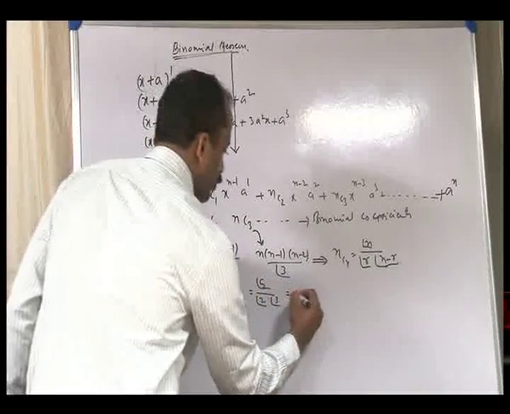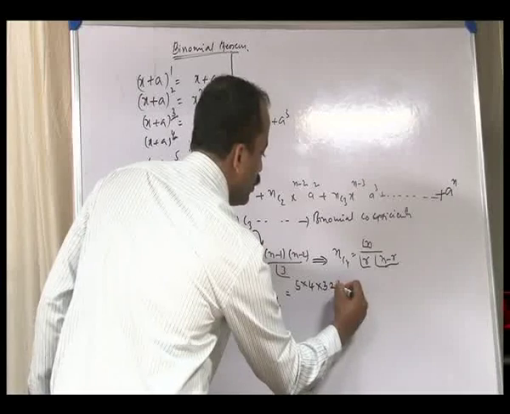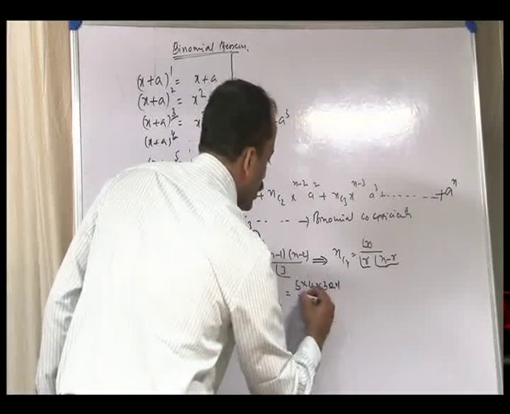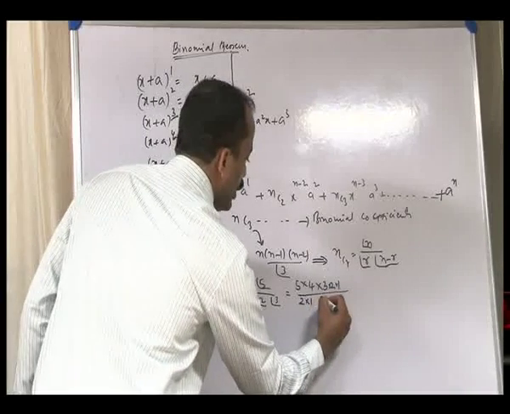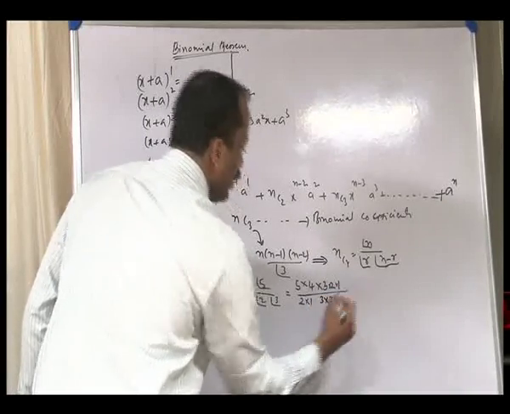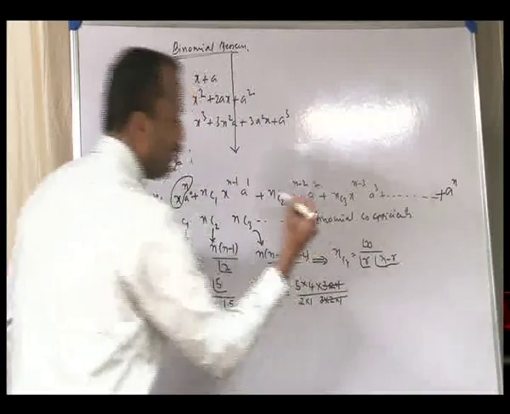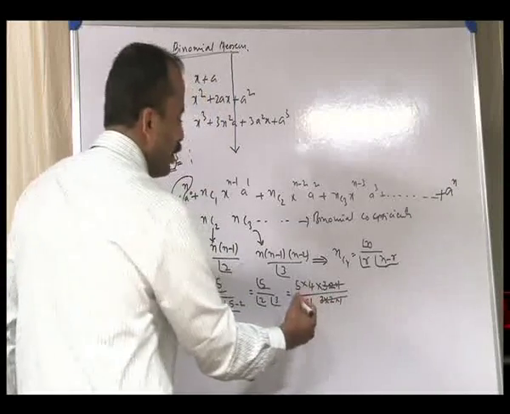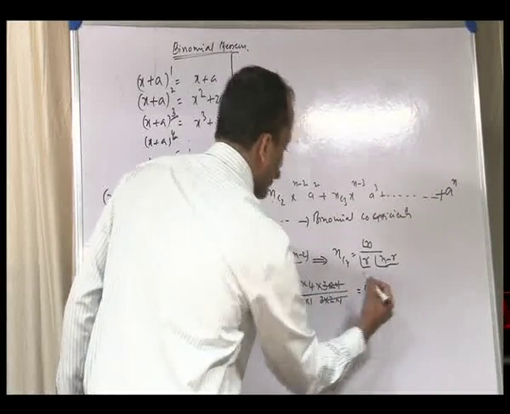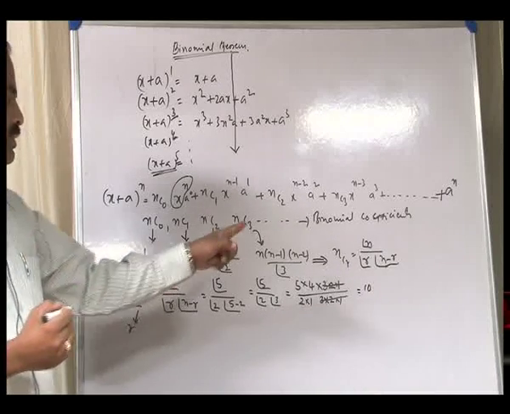Now 5 factorial means 5 into 4 into 3 into 2 into 1, divided by 2 factorial, which is 2 into 1, into 3 factorial, which is 3 into 2 into 1. So this 3 into 2 into 1 cancels. This is 5 into 4, that is 20, by 2, which is equal to 10. So the 5C2 value is 10.